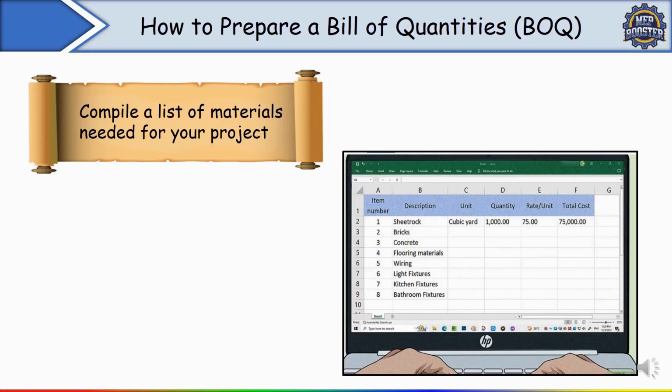So be as specific as possible with your description. Include the dimension of the surface or area, the thickness of the material you need, and any other detail that might impact the quality of the material.